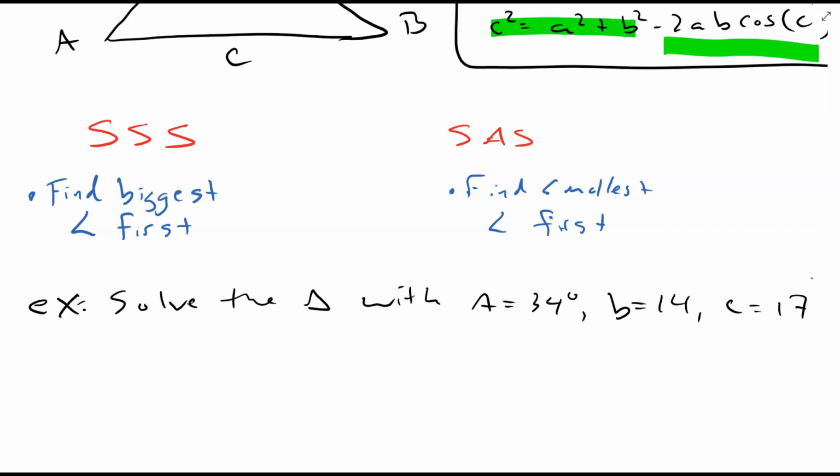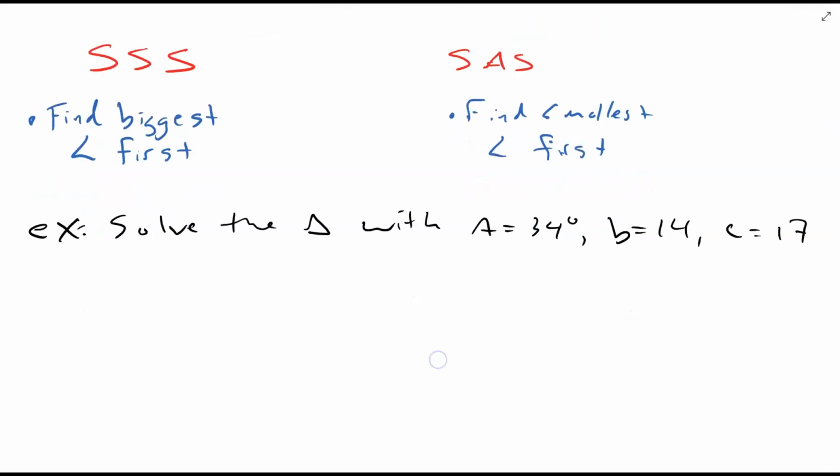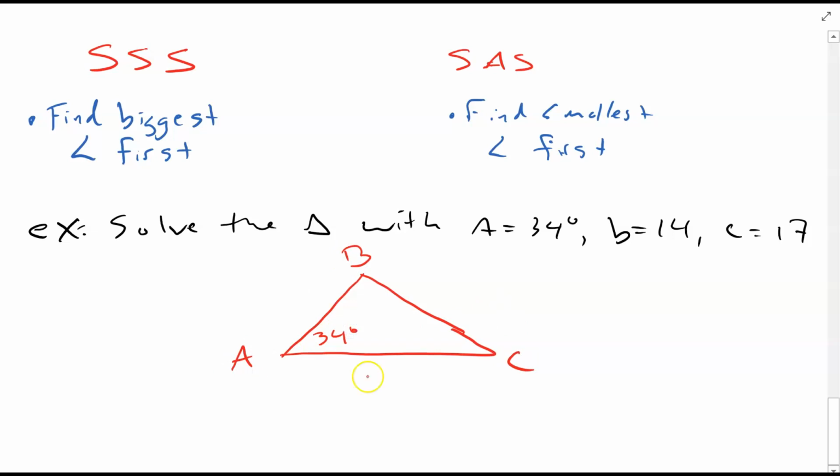So we're going to solve the triangle with angle A being 34, side B being 14, and side C being 17. Just real quick, I'm going to sketch out a triangle to make sure that I have a side-angle-side situation, not a side-side-angle situation, because maybe at first glance it's hard to tell. But if I look at the picture there, that's definitely side-angle-side, right? Because the 2 sides are the arms of the angle there.